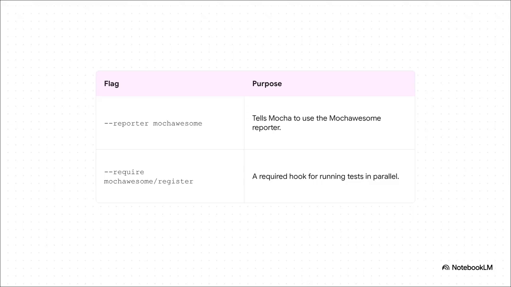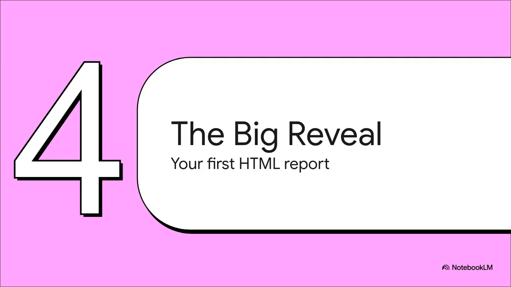All right, next up, we update our test command. The first flag, --reporter mochawesome, is pretty self-explanatory, right? It just tells Mocha, hey, use this new reporter. The second one, --require mochawesome/register, is a little hook that's necessary if you run your tests in parallel, which is super common for speeding things up. Okay, the setup is done. Now for the fun part, the big reveal. Let's run those tests and see the magic happen.